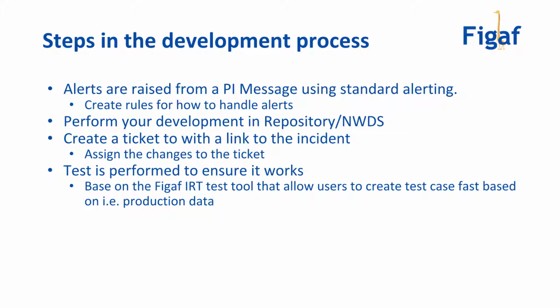Once we have done this, you want to perform your development in the Repository Developer Studio to fix the problem. Then next, you want to create a ticket and assign this to either the incident from above, or if the business says, hey, we want this new development done, you can also create the ticket directly from that ticketing system. And then based on these objects that you have assigned, we want to run the correct tests. So let me show you how this actually works.